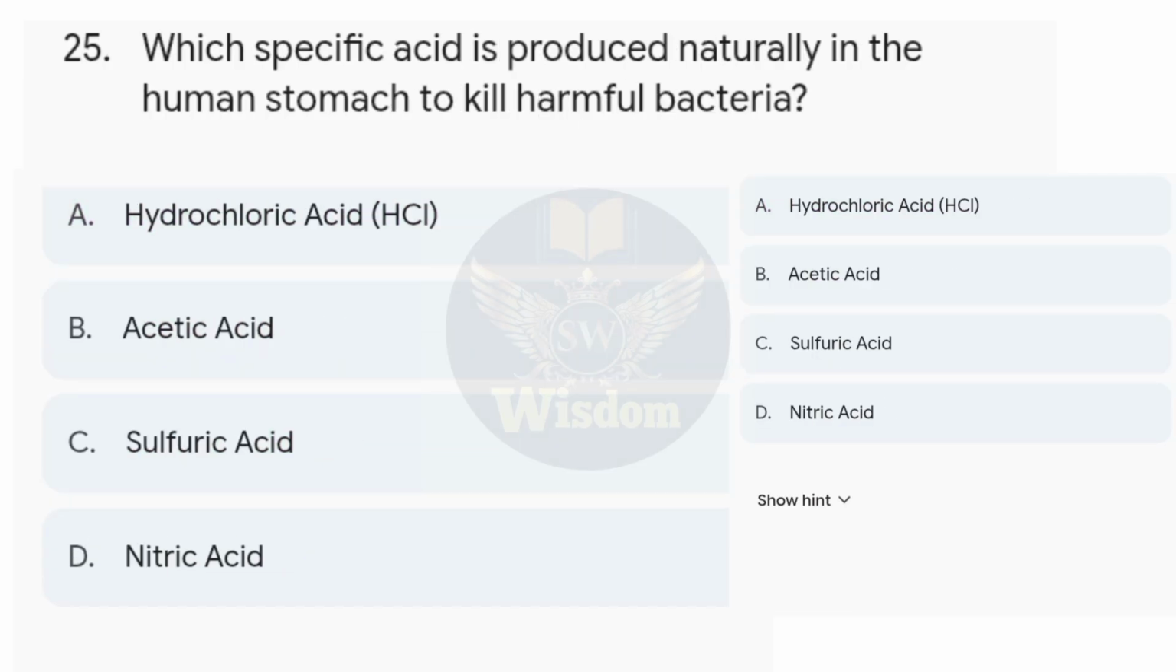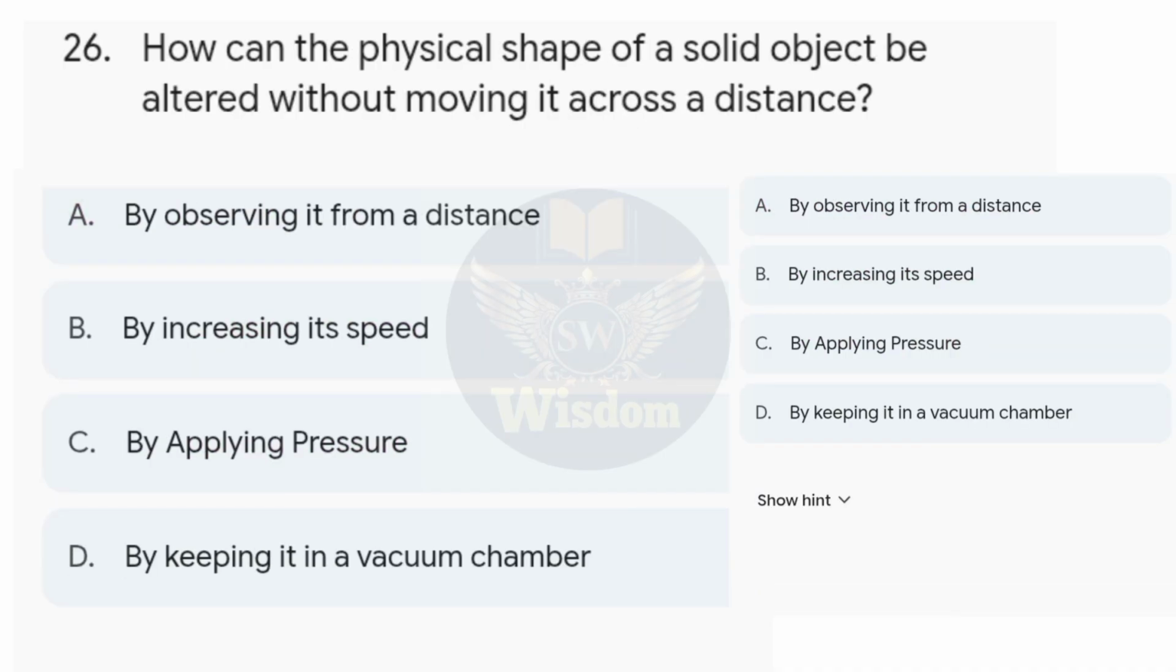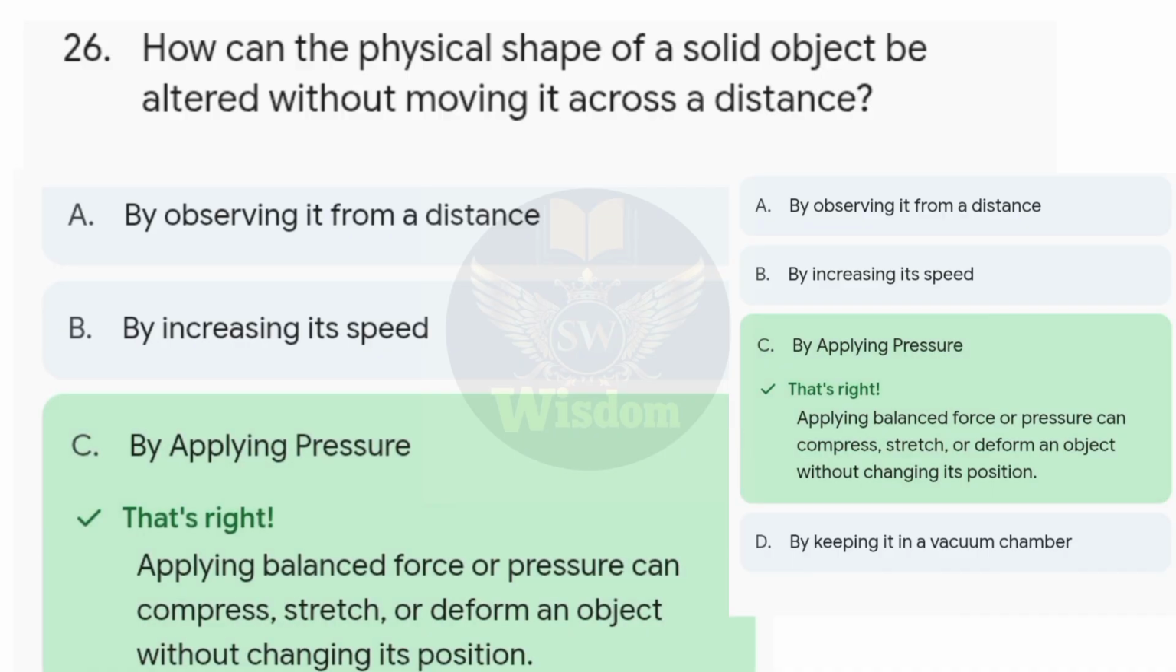Next question. Which specific acid is produced naturally in the human stomach to kill harmful bacteria? The correct answer is option A, hydrochloric acid, HCl. Next question. How can the physical shape of a solid object be altered without moving it across a distance? The correct answer is option C, by applying pressure.